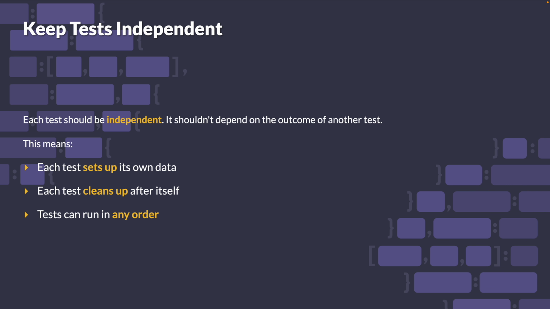You also want to keep tests independent. One test should not depend on the outcome of another test. This means that each test sets up its own data. Each test cleans up after itself, and tests can run in any order.